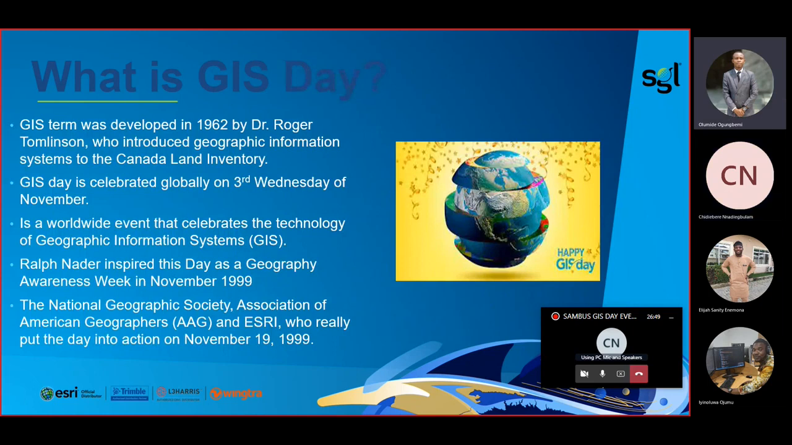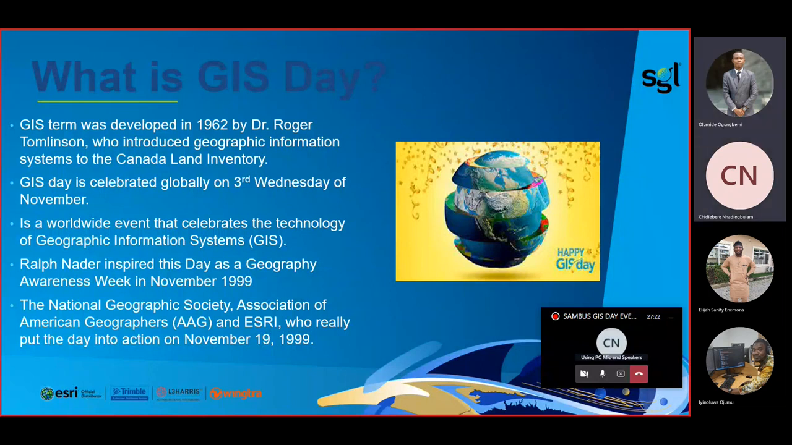So actually the term was from Roger Tomlinson in 1962. So it's celebrated worldwide. It's not only in Nigeria. As we're celebrating it now, it's been celebrated in other parts of the world. It's celebrated every third Wednesday of November. That's the GIS Day itself. But we can also call it GIS Week, like we're having it on Thursday. So we are celebrating our own GIS Day on Thursday, which is the third Thursday of November.